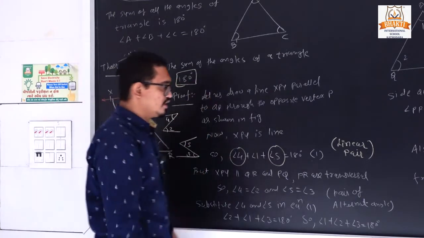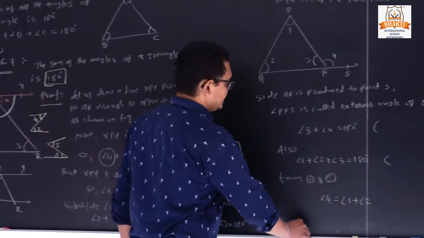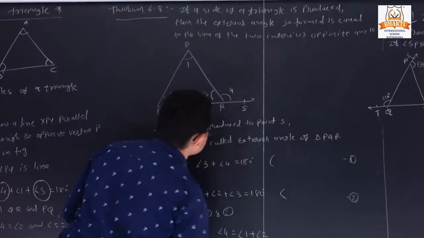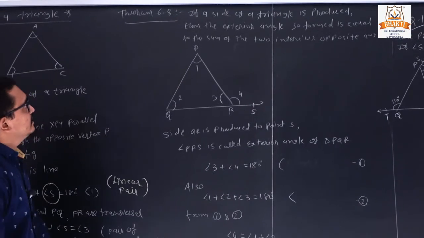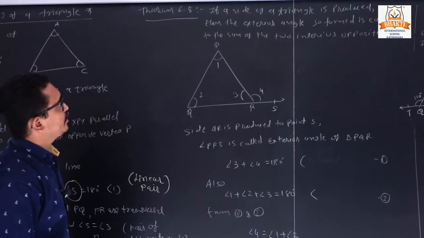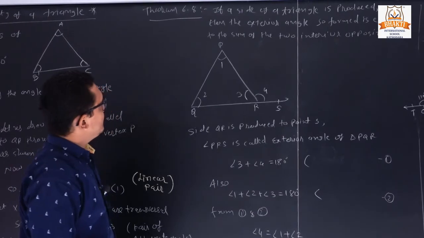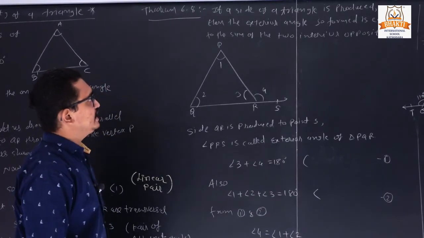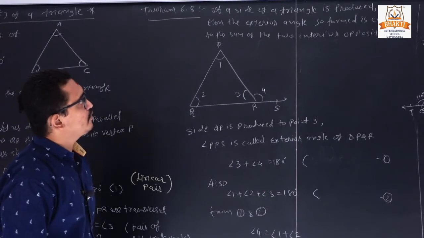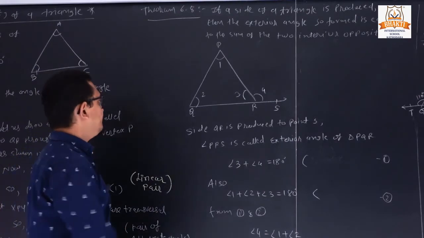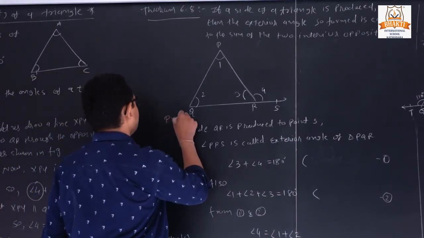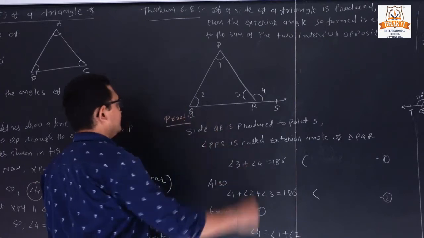Now we have one more concept, theorem number 6.8. So in 6.8 what happens? If a side of a triangle is produced, then the exterior angle formed is equal to the sum of the two interior opposite angles. So how can we prove that statement?